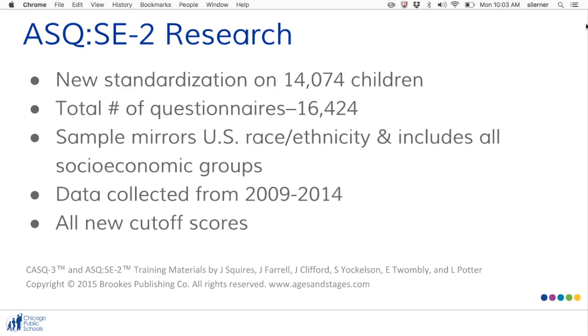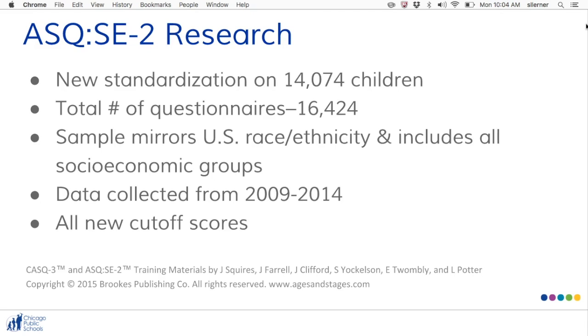Research to determine the levels of reliability, validity, sensitivity, and specificity were conducted on the ASQSE2. The normative group for the ASQSE2 was much larger than the original ASQSE. A total number of 14,074 children were included in the ASQSE2 sample. 3,014 children were included in the normative sample for the original ASQSE. Some parents completed multiple questionnaires on their children, which explains why there are more questionnaires than children.